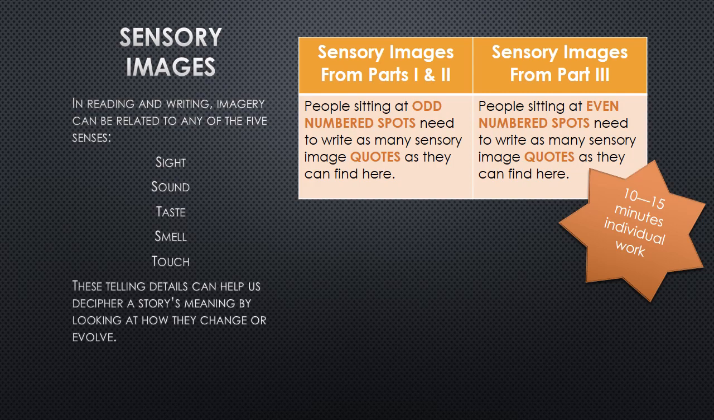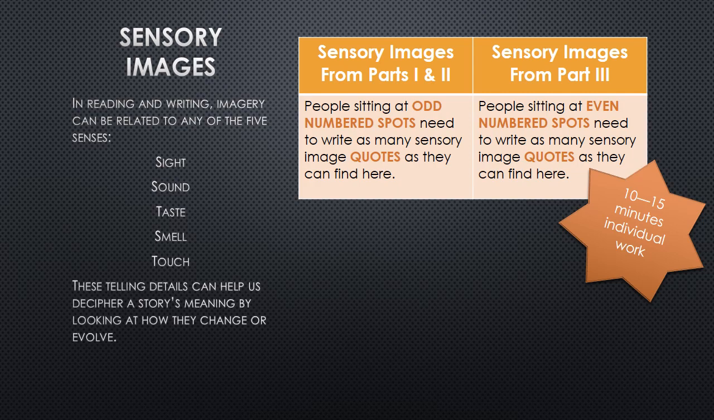So at this point, everybody should have a worksheet called the Sensory Images Worksheet, and you'll see that it's split into two columns. On the left column, it's labeled Sensory Images from Parts 1 and 2. And on the right column, it's labeled Sensory Images from Part 3. So we're talking about the story An Occurrence at Owl Creek Bridge. And remember that it was split into 3 sections. The first 2 parts were shorter, and then the third section was the longer section.